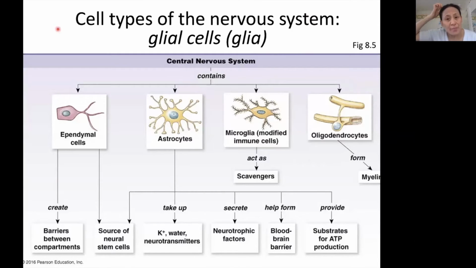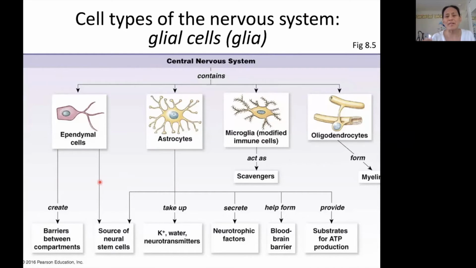Okay, so we just talked about neurons. The other main cell type in the nervous system is the glial cells, or the glia. This is a diagram of the types of glia that we can find in the central nervous system. I don't expect you to know the names of all these types and all the functions, but what I want you to really get out of this is just a sense of what glial cells do.